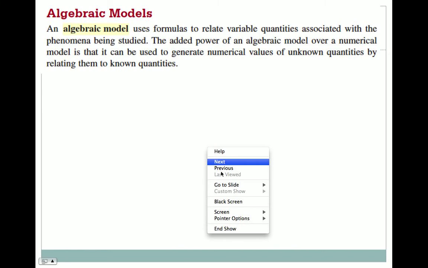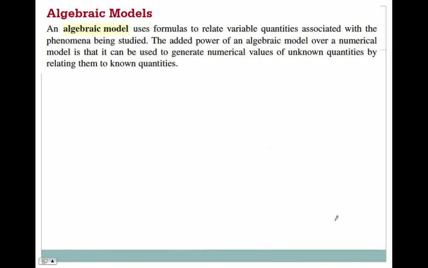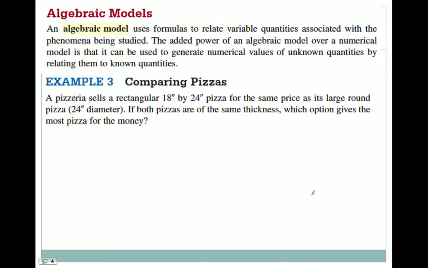So algebraic, you want to think equations, solving equations, but we're not talking about graphing yet. So an algebraic model uses formulas to relate variable quantities associated with the phenomenon being studied. The added power of the algebraic model over a numerical model is that it can be used to generate numerical values of unknown quantities by relating them to known quantities. So we're going to look at example 3, which is comparing pizzas.